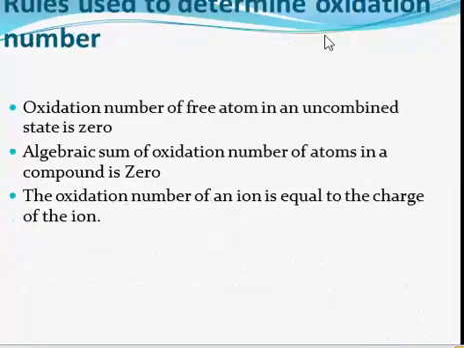Let's look at these rules used to determine oxidation number. Number one rule is this: oxidation number of a free atom in an uncombined state is 0. So, as simple as what you've said there.